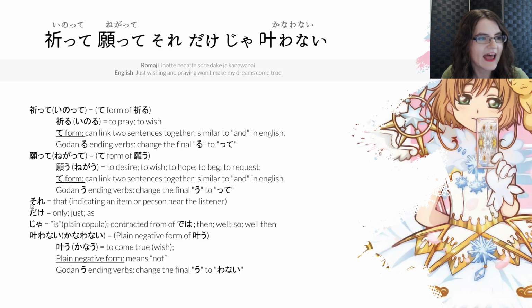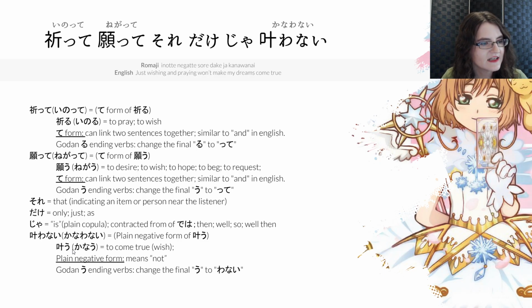And then sore is that, referring to praying and wishing. And then dake, so only that. And then ja is kind of like just is, a little bit like this right here, so just that. And this kanawanai is the negative form of kanau, which is to come true, and that specifically pertains to a wish that comes true.